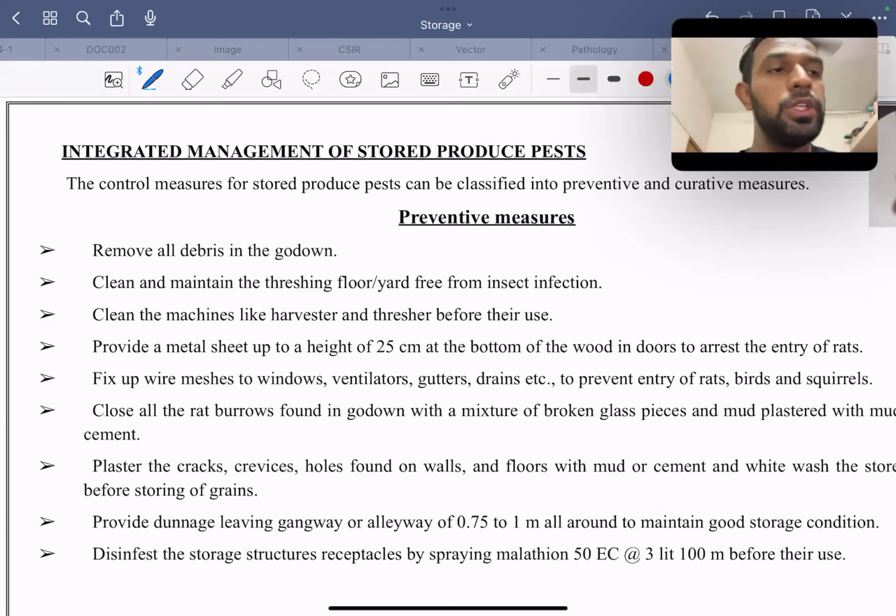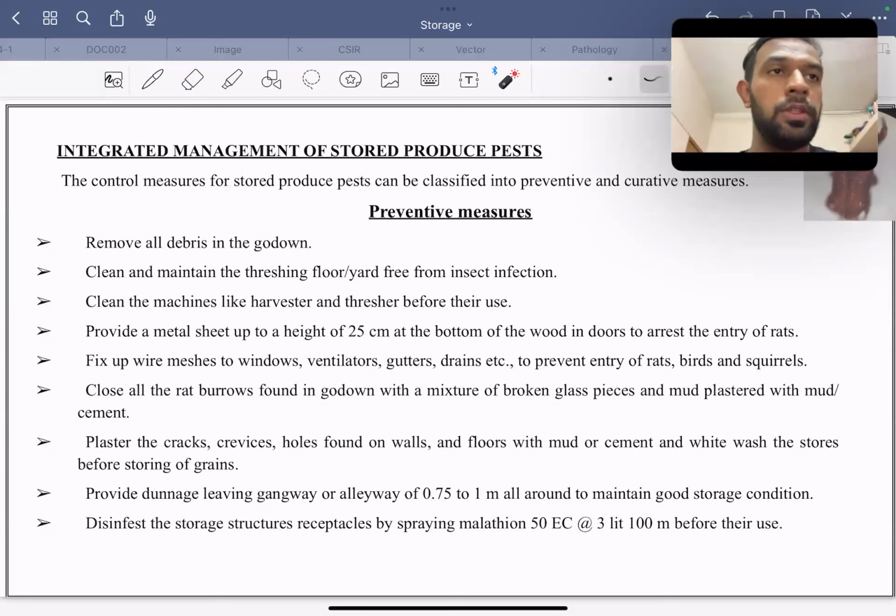Preventive measures include different things such as removing the debris from the godowns, cleaning the floor, making it free of insect infestations, then cleaning machines, then keeping metal sheet at a height of 25 centimeters at the bottom of the wood and doors to prevent entry of rats. You can fix wire meshes around the windows, ventilators, gutters, drains to prevent entry of rats, birds, squirrels, etc., and plaster the cracks, crevices and holes which are found on the walls. Okay, so these things can be done as preventive methods.